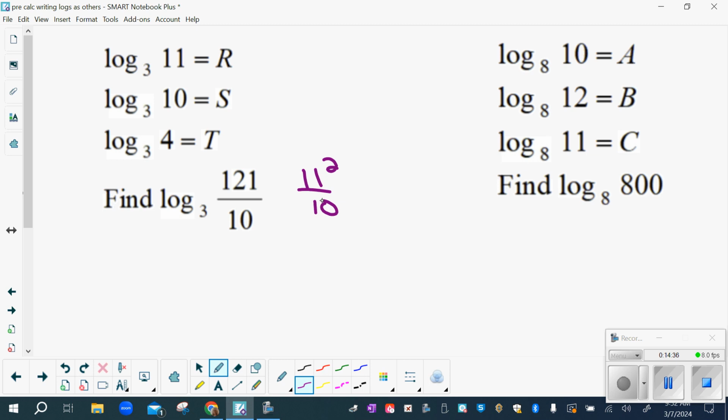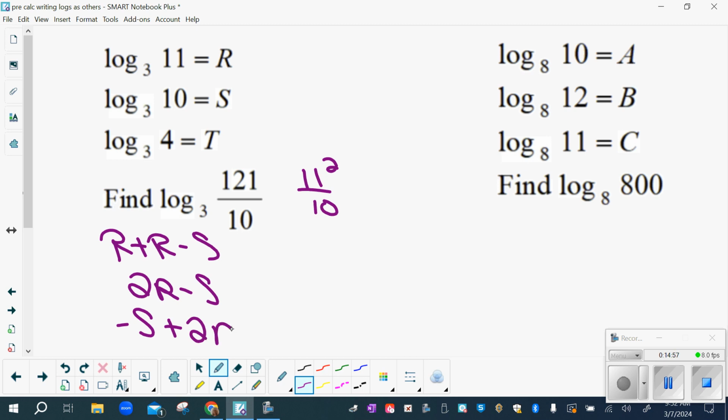Yep. The only thing that matters is that S must be negative because he's downstairs. 2 different answers. R plus R minus S is awesome. 2R minus S is awesome. For my friend Liam, negative S plus 2R is also awesome. Here's what's not awesome. That, not awesome, right?